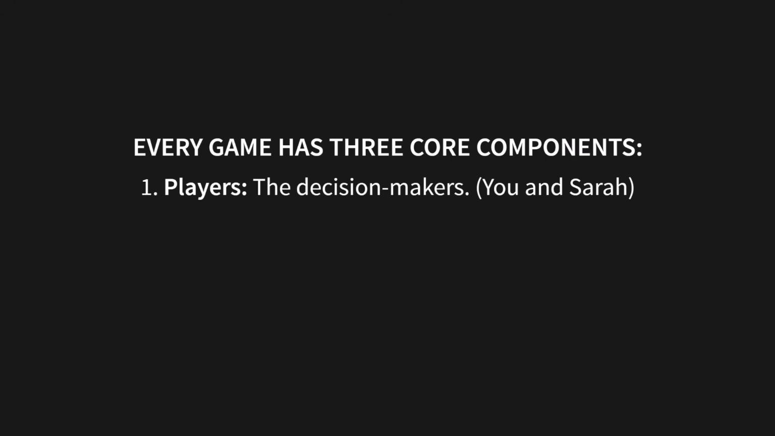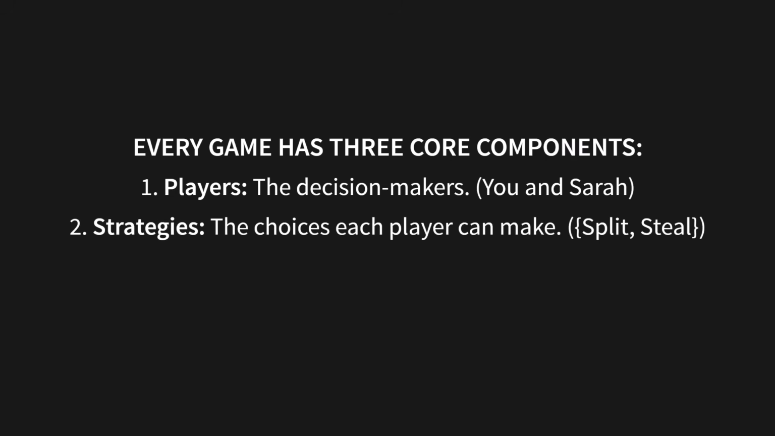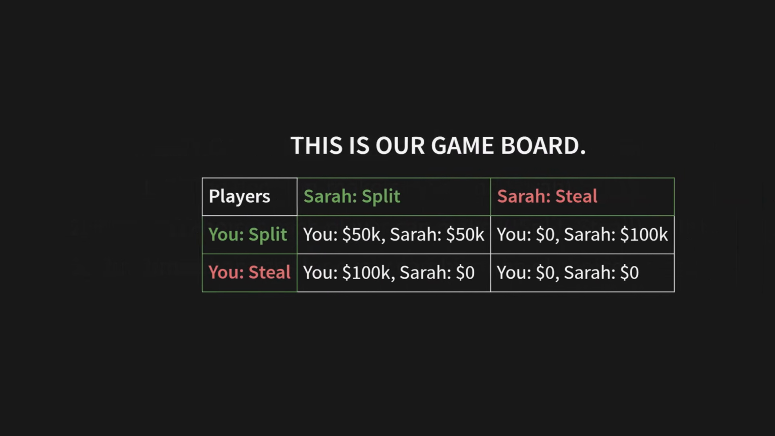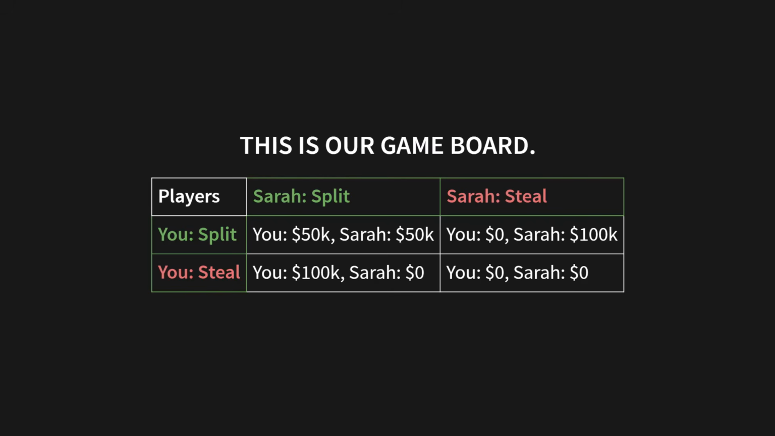Every game has three core components. First, the players, that's you and Sarah. Second, the strategies, the choices each player can make, which are split and steal. And third, the outcomes, what happens for every single combination of those choices. We can map this all out in a simple table. Check this out. This is our game board. You can see your choices on the side and Sarah's on the top. The boxes show who gets what money. So, what's the right move?